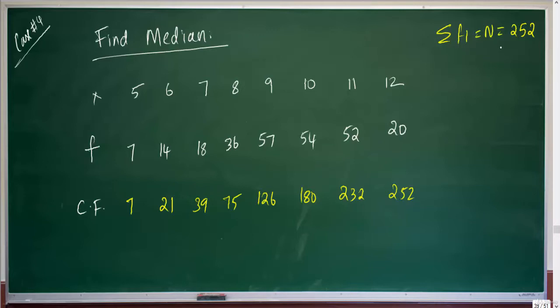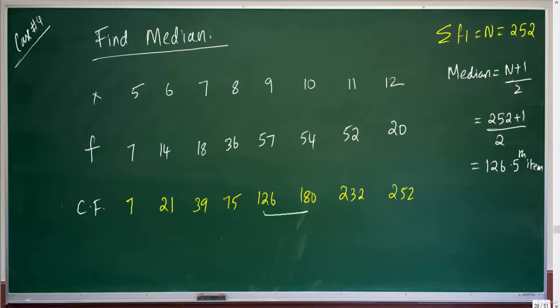So when n is an even number, you have to adopt a two-step approach. Because here, when n is even, first you compute what the median position is, and it is (n plus 1) by 2, which is (252 plus 1) by 2, that is 253 by 2. That would give the value as 126.5 item. Now you have to trace this 126.5, which actually lies in between these two.